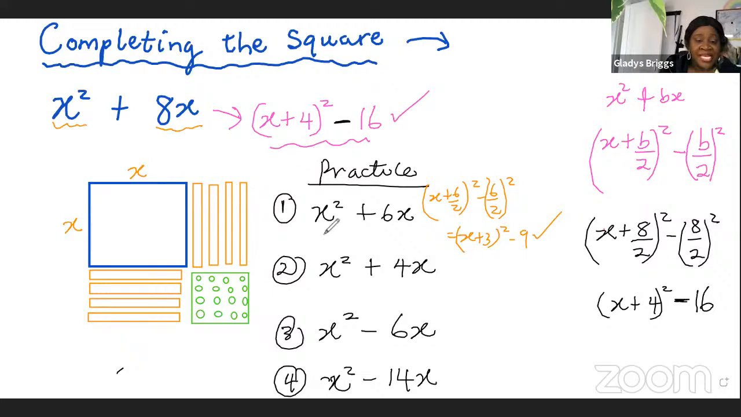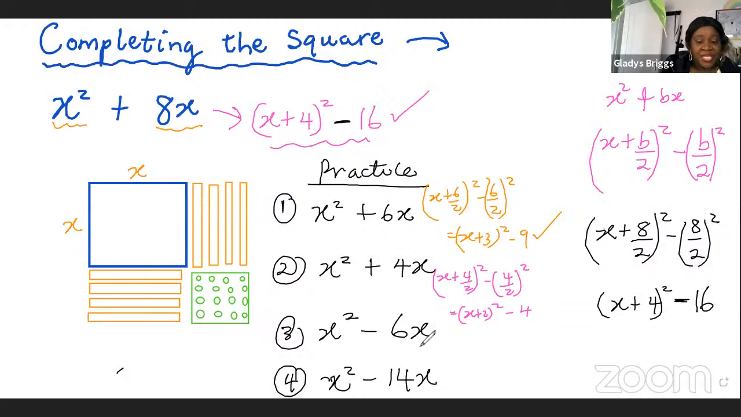I'm only seeing 2 people's answers in the chat. Only 2 persons are writing in the chat at the moment. And question 2 should be x plus 4 over 2 squared minus 4 over 2 squared, which is equal to x plus 2 squared minus 4. Yeah? Okay, let's see who got that right. Question 2. Well done.